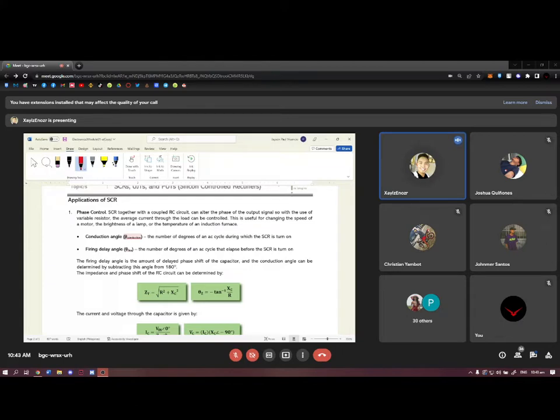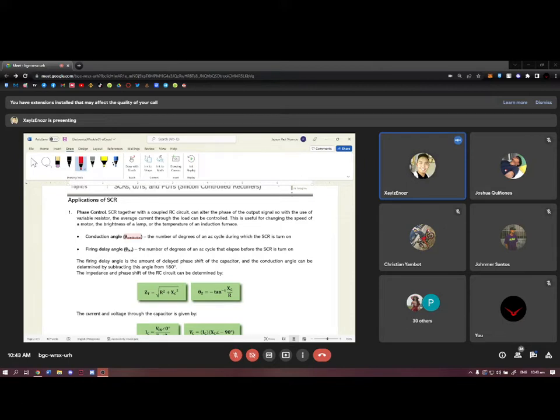So conduction angle, it's the number of degrees of an AC cycle during which the SCR is turned on, while the firing delay angle is the number of degrees of an AC cycle that elapses before the SCR is turned on. Okay? Pag sinabing firing delay angle, yun yung number of degrees bago mag-fire o ma-turn on si SCR. Pero once na ma-turn on siya, yung number of degrees or yung duration kung kailan naka-on si SCR, that is called the conduction angle.